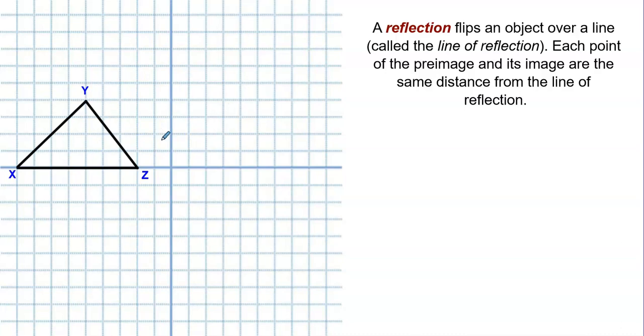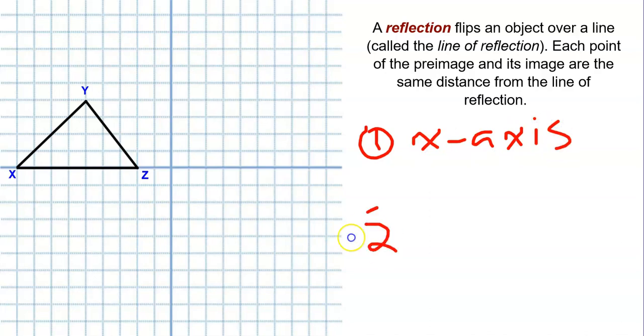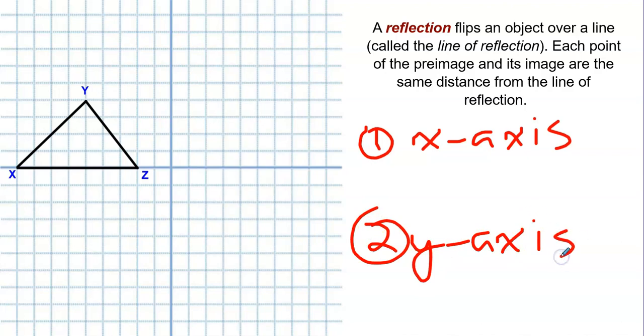So this object, XYZ, I'm going to ask you to reflect in two different ways. The first is over the x-axis, and the second is, as we saw in the example, over the y-axis. So go ahead, pause the video, work on these reflections, find the coordinates for where X prime, Y prime, Z prime, X double prime, Y double prime, and Z double prime will be. Come back when you are ready to see the images, as well as move on to the final type of transformation.